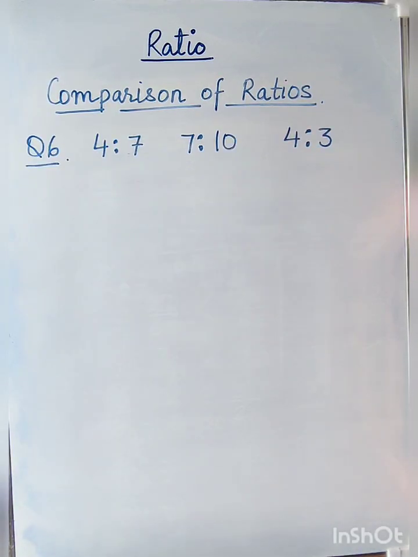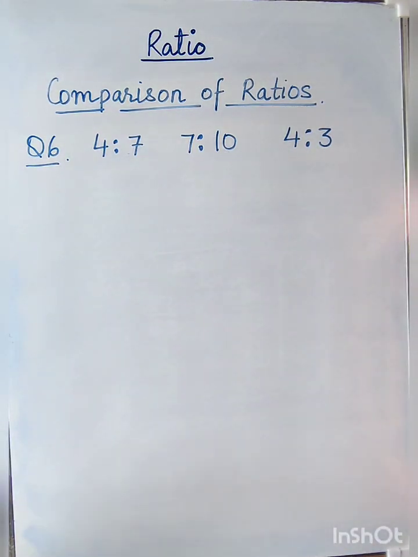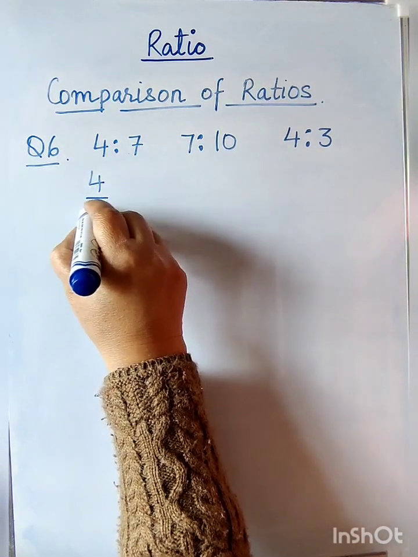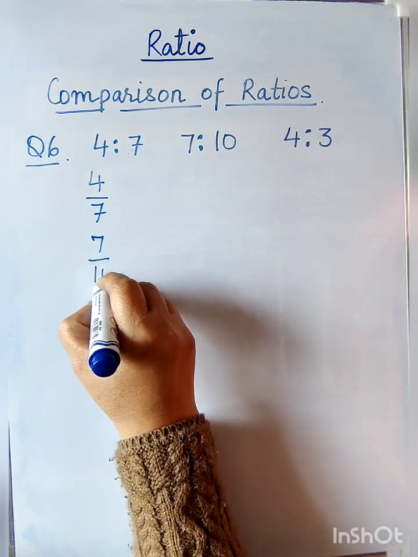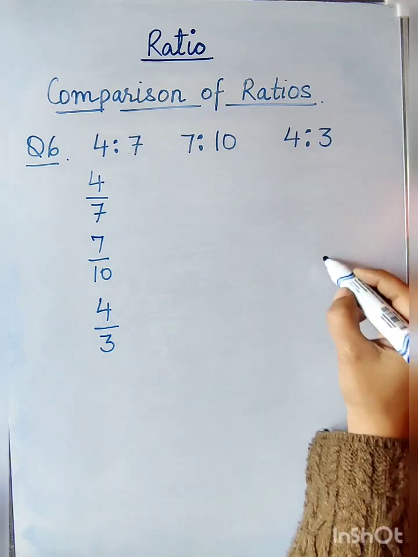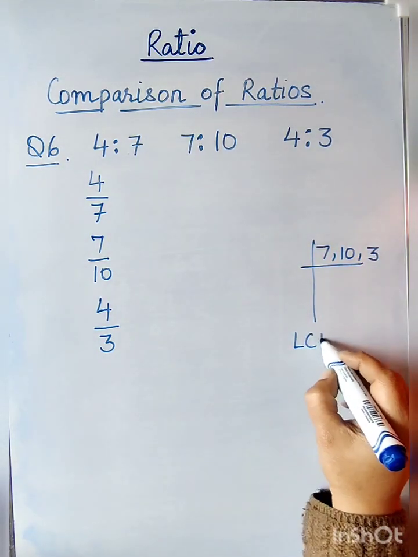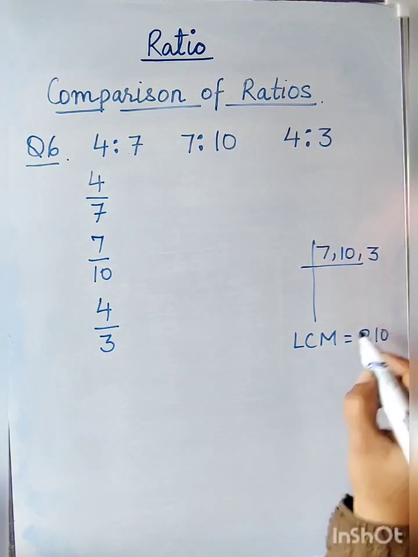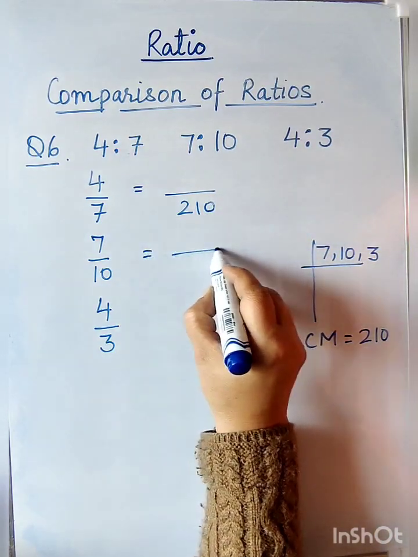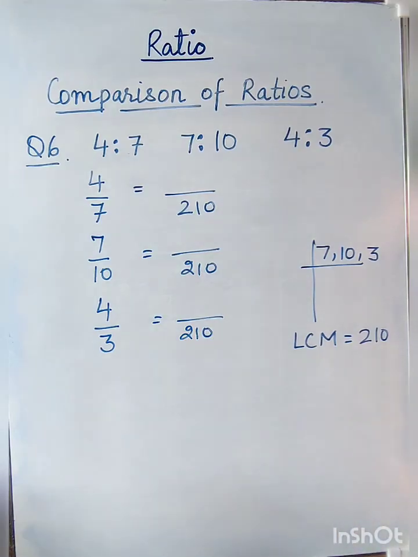Now here we have to compare three ratios, that is 4:7, 7:10 and 4:3. The first thing we need to check is that all are in their lowest terms. Then write the numbers in the form of fractions. Take the LCM of all the denominators, that is 7, 10 and 3. When you find the LCM, it will be 210. So we change all the denominators to 210. We have to find the equivalent of each fraction with the denominator 210.